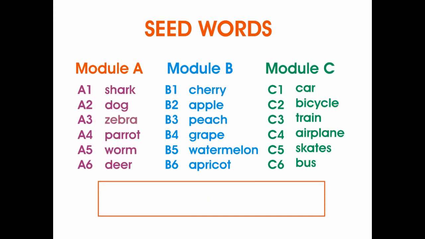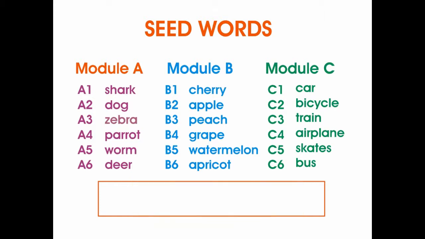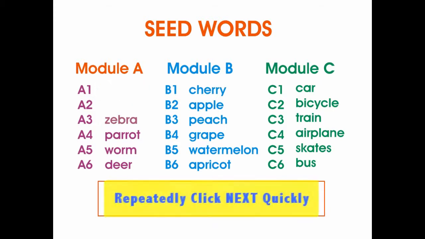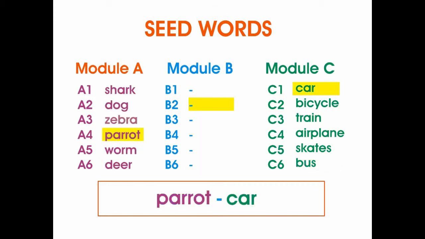A quick and easy way to erase all of the existing words in a module is to use the speed load feature. Simply delete the existing word or phrase in slot A1 so that it's blank, and then quickly click the Next button. In Model 21.3, you would quickly click the Next button 21 times to clear out all 21 slots. Then the output phrases will be built only from the seed words in modules B and C. Or, if you wanted to create all hyphenated words, you could load up module B completely with hyphens or dashes.